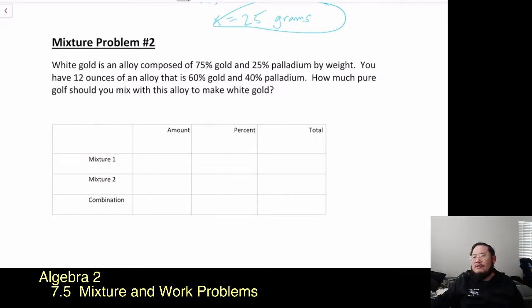How much pure golf? I wish I could be golfing right now, but that's not the case. Let me go ahead and change that. All right, so now I have that fixed right here.